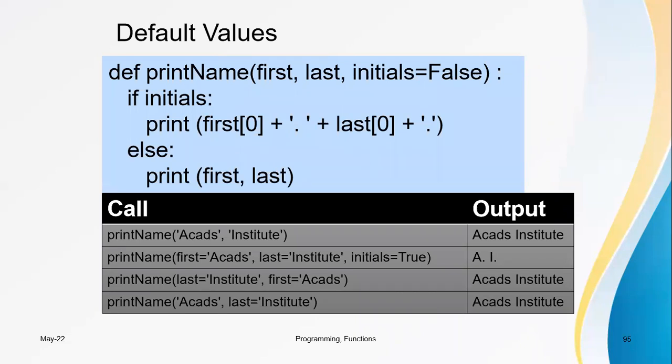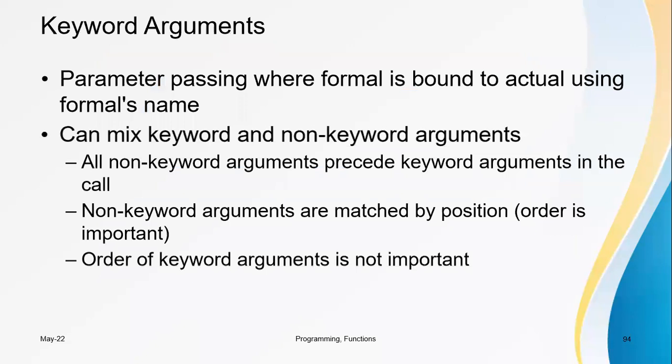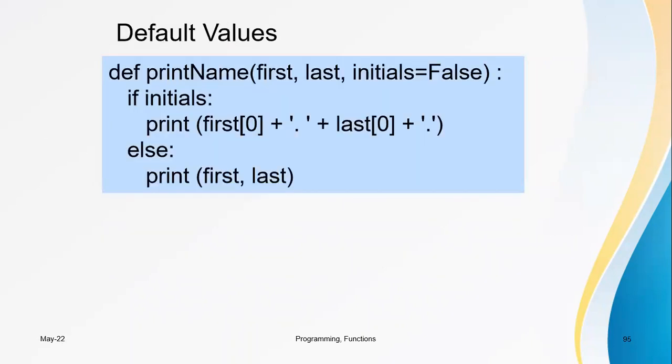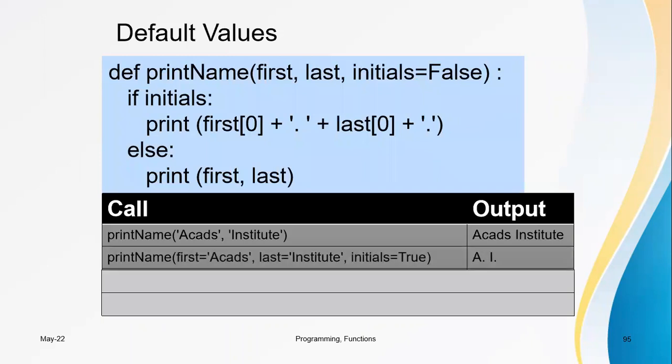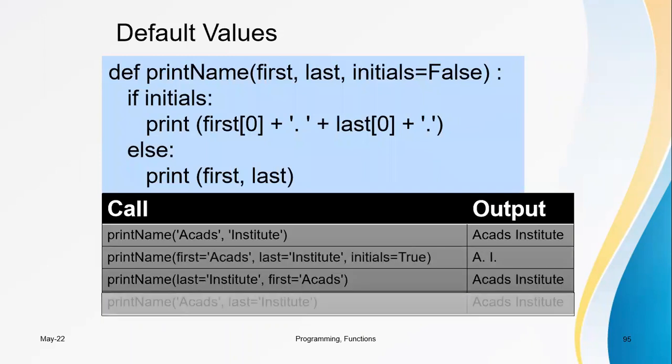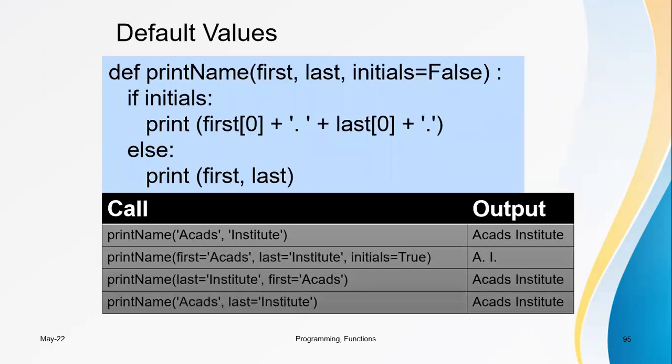See here, default values: before is non-default, after only default. After default, once again I should not have a non-default. So that is the rule here. Order of keyword arguments is not important. Non-keyword arguments are matched by position. All non-keyword arguments should come in front in the call. Okay. Do you have any questions here?